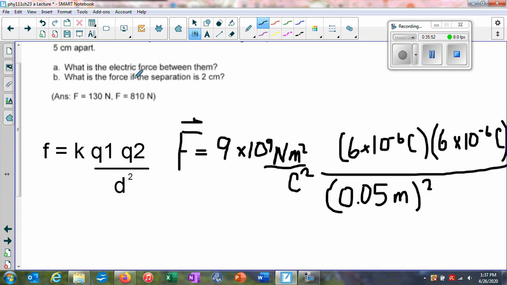The force would be stronger if they were only separated by 2 centimeters. Everything is the same, Coulomb's constant is the same, the first particle is the same, the second particle is the same, but now they're only separated by 2 centimeters, which is 0.02 meters. Put that in my calculator, and I get 810 newtons of force between them.